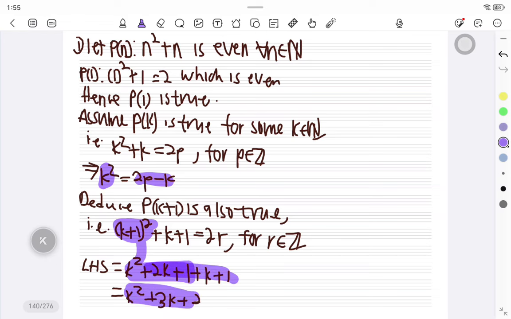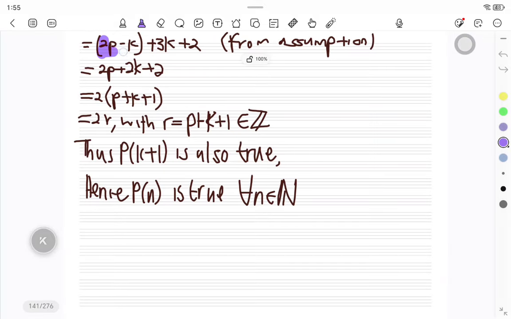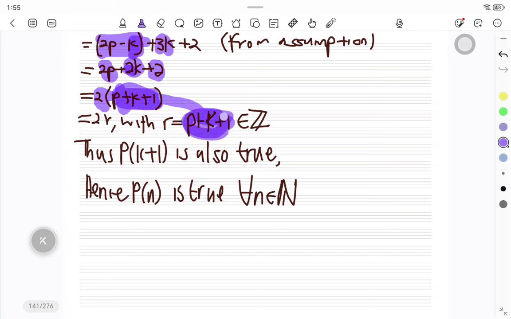Minus k plus 3k gives us 2k. So I'm left with this. We can factor out the 2 because we're trying to check if this is even. Then we say this is 2r with r being equal to that, which is an element of an integer. Then we say thus P(k plus 1) is also true, hence P(n) is true for all elements of natural numbers.